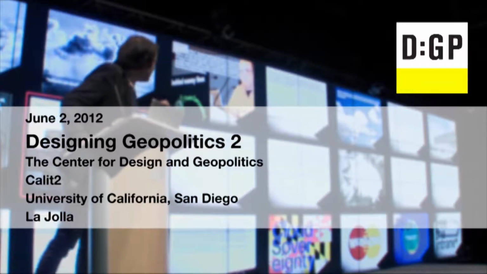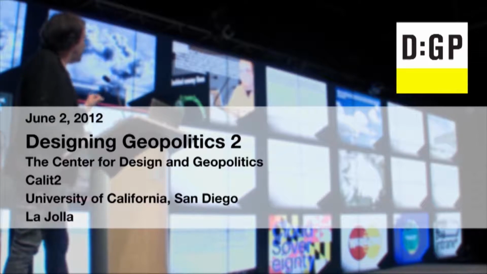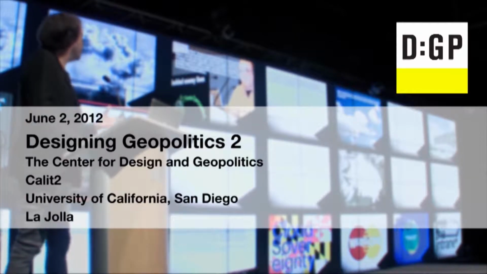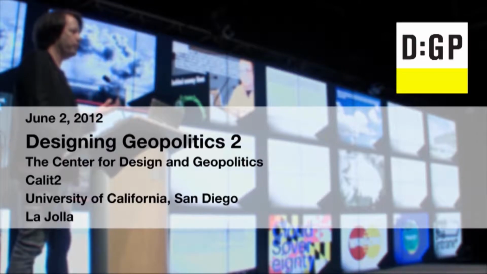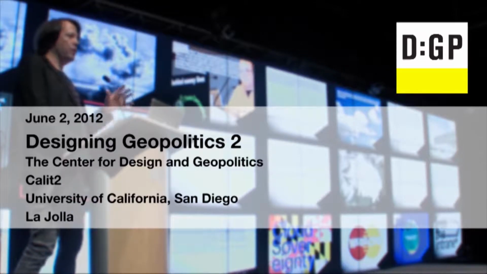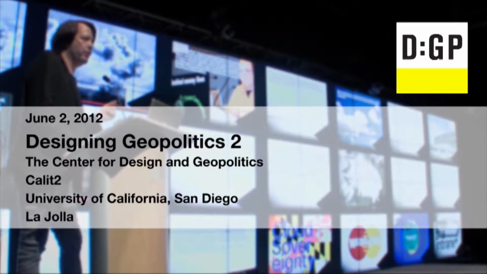On June 2, 2012, DGP, the Center for Design and Geopolitics, held its second annual conference. Entitled Designing Geopolitics 2, it was held in the Black Box Theater of Cal IT 2, the California Institute for Telecommunications and Information Technology in La Jolla, on the campus of the University of California at San Diego.